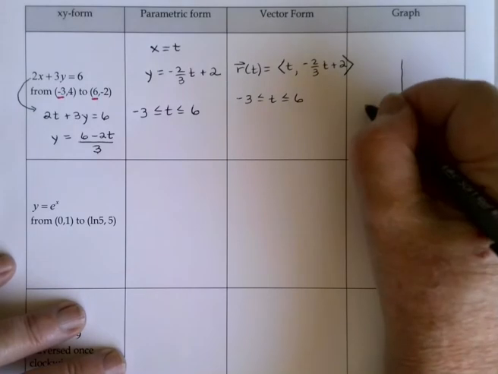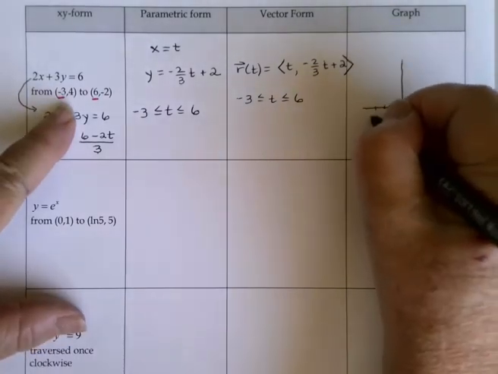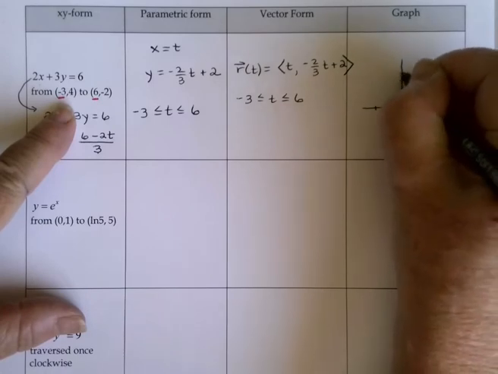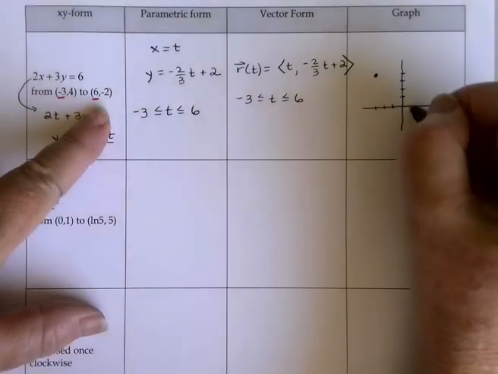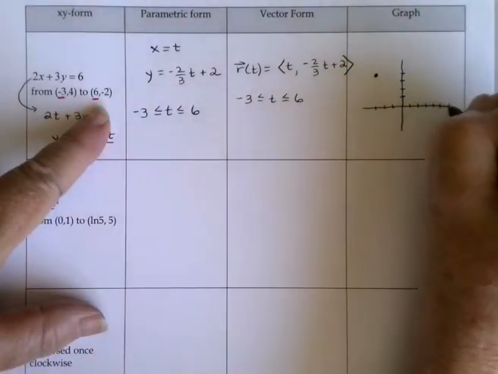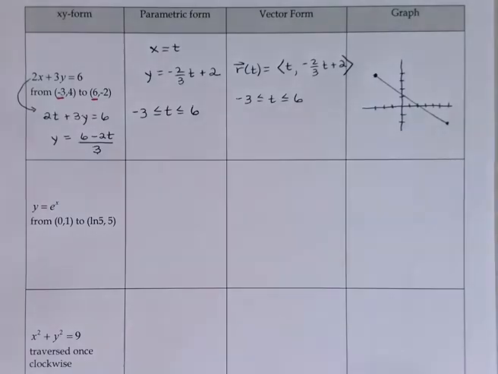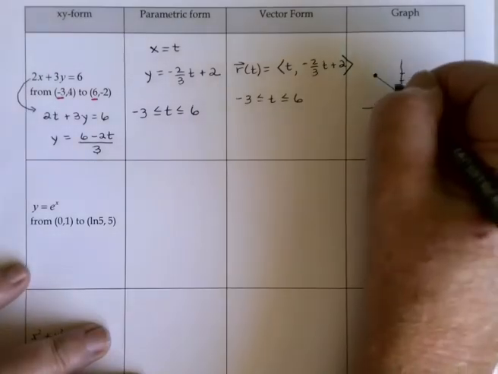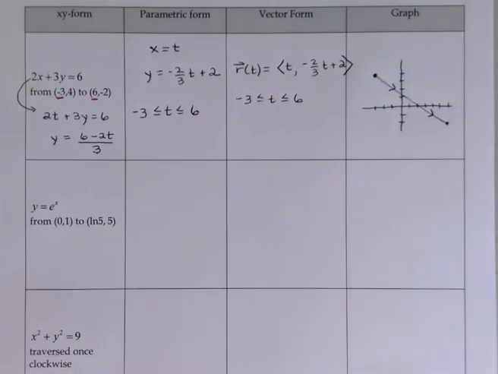And of course, as far as the graph is concerned, it's just a straight line from negative 3, 4, our starting point, to 6, negative 2, our ending point. It will be a directed graph in parametric or vector form, so I'll show the direction from starting point to ending point. All right, let's try another one.